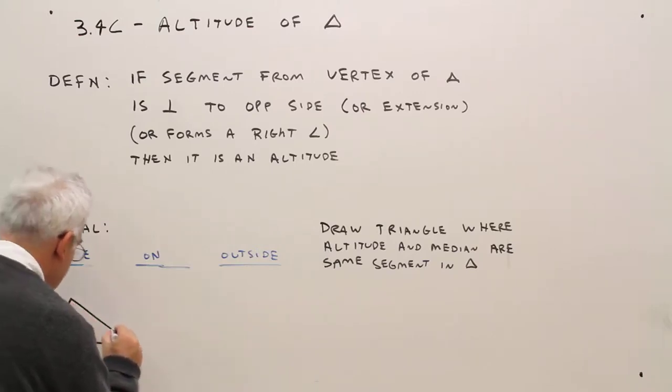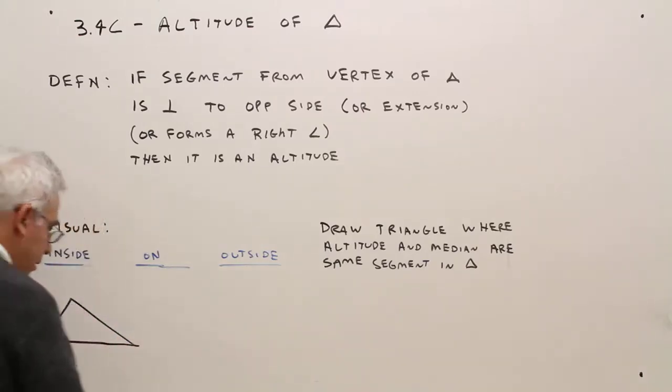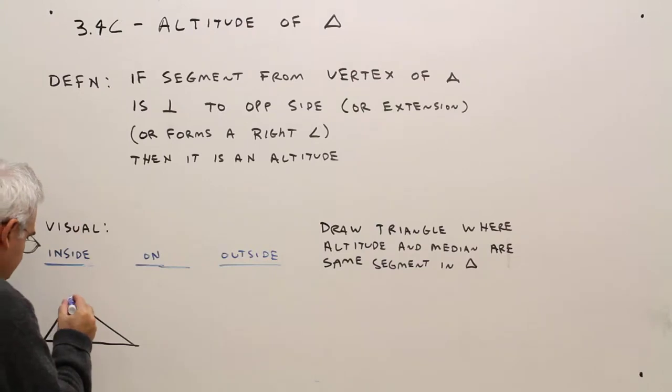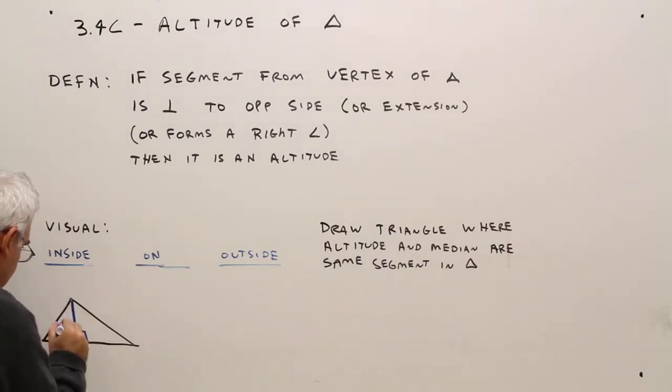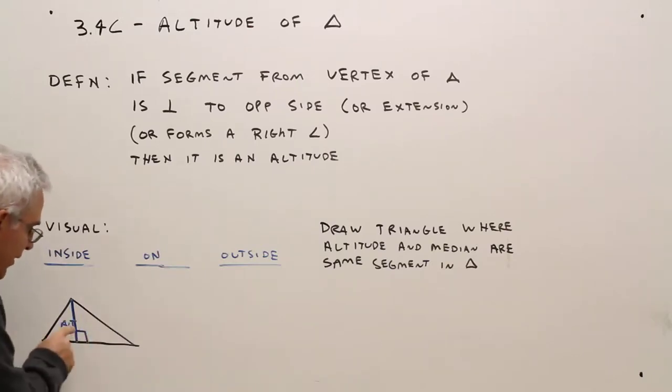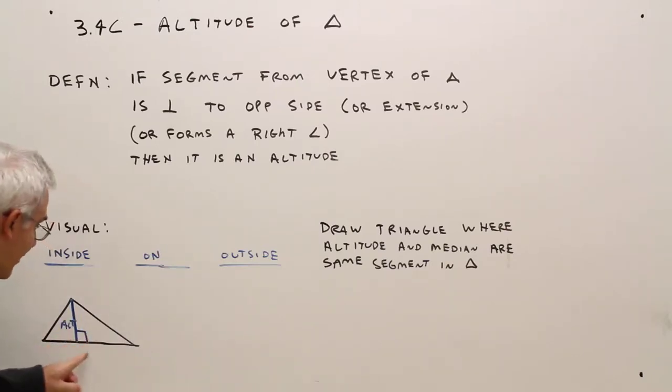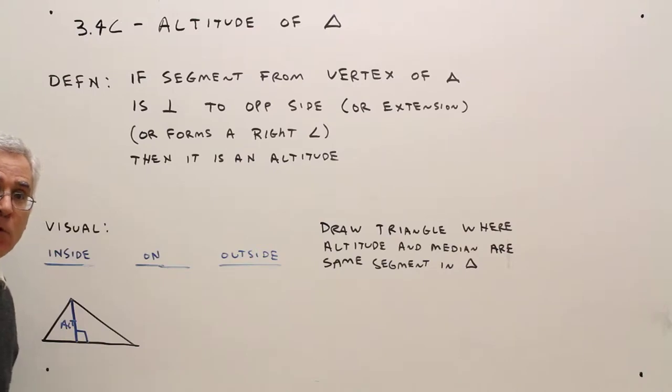So here is a triangle, and the altitude could be on the inside, just like that. Notice this segment is not dividing the opposite side into two congruent parts. That would be a median. So the altitude on the inside could look like that.